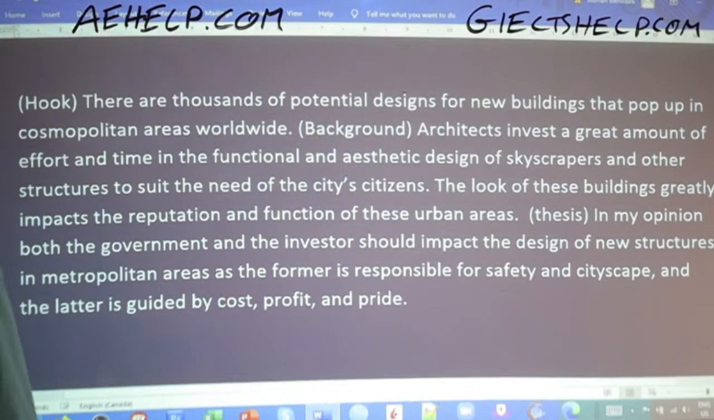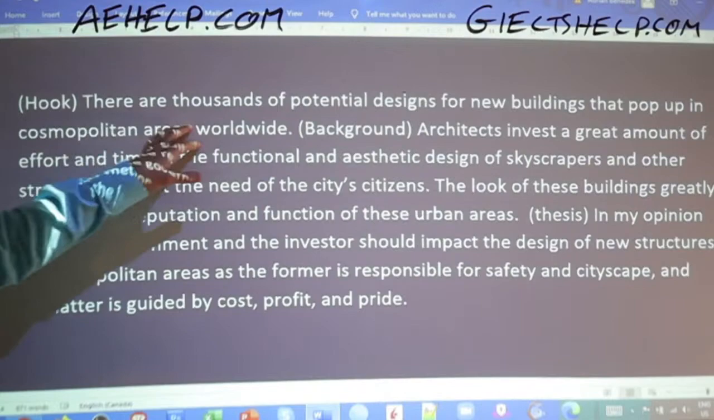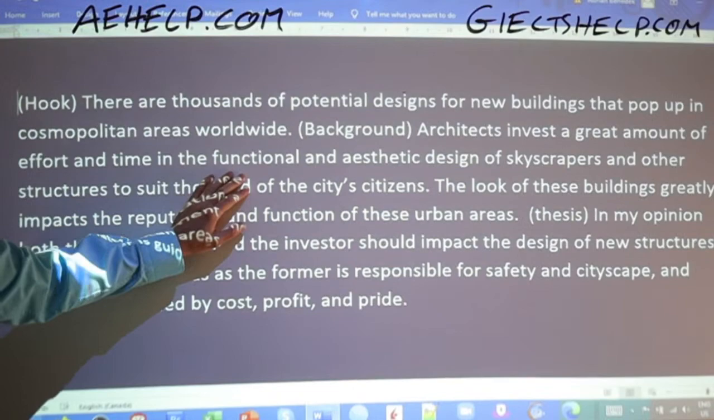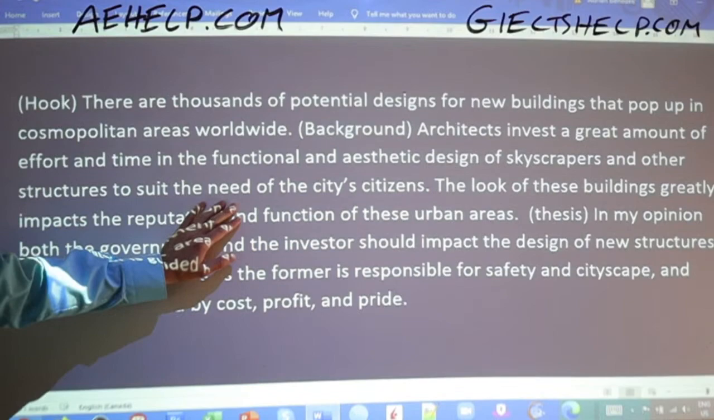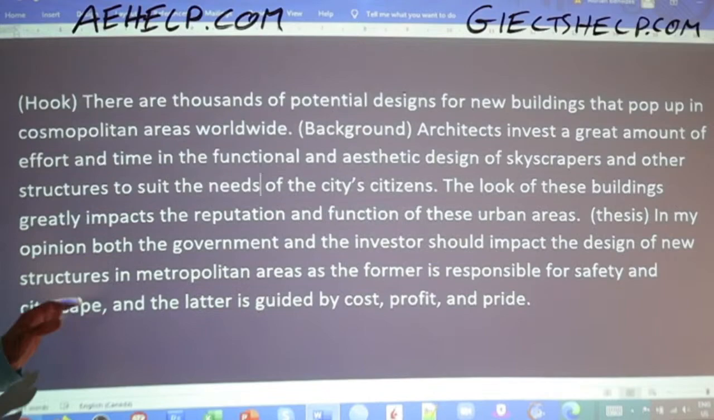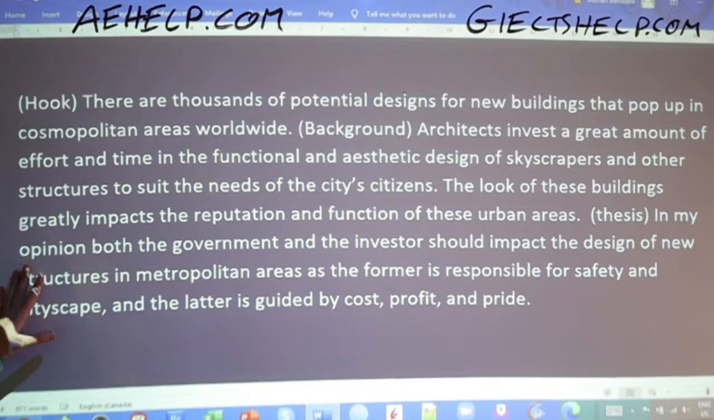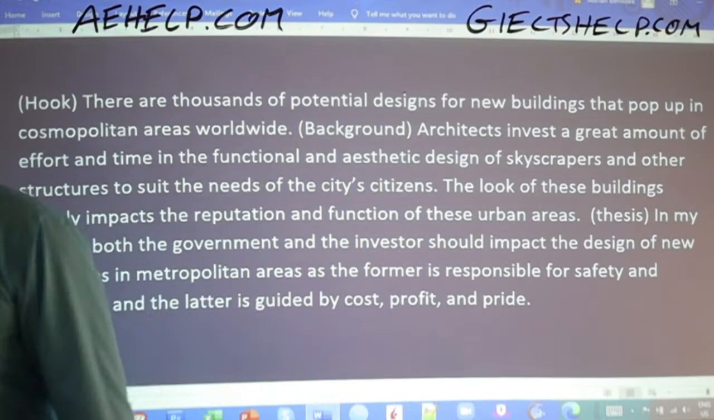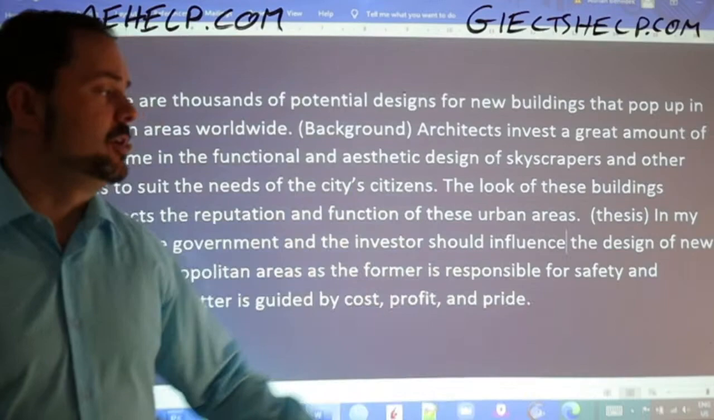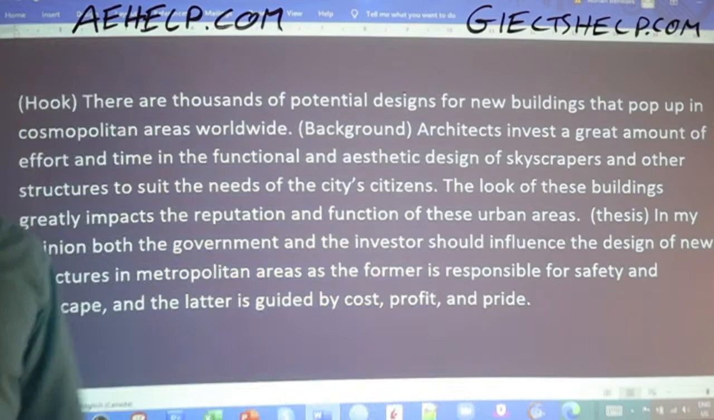Here is my introduction. There are thousands of potential designs for new buildings that pop up in cosmopolitan areas worldwide. Architects invest a great amount of effort and time in the functional and aesthetic design of skyscrapers and other structures to suit the needs of the city's citizens. The look of these buildings greatly impacts the reputation and function of these urban areas. In my opinion, both the government and the investors should influence the design of new structures in metropolitan areas, as the former is responsible for safety and cityscape, and the latter is guided by cost, profit, and pride. Instead of impact, because I think I already used that word earlier, I'm going to use influence. That kind of an introduction will get you a band 9.